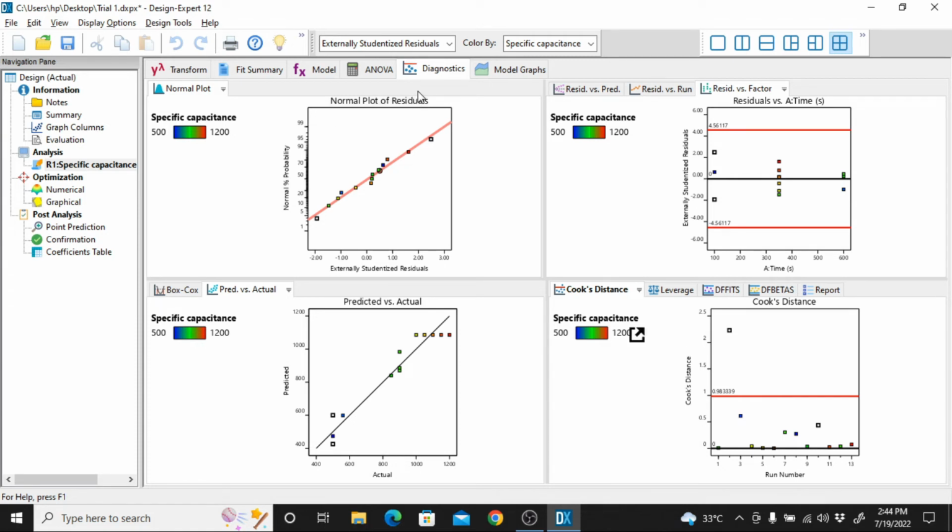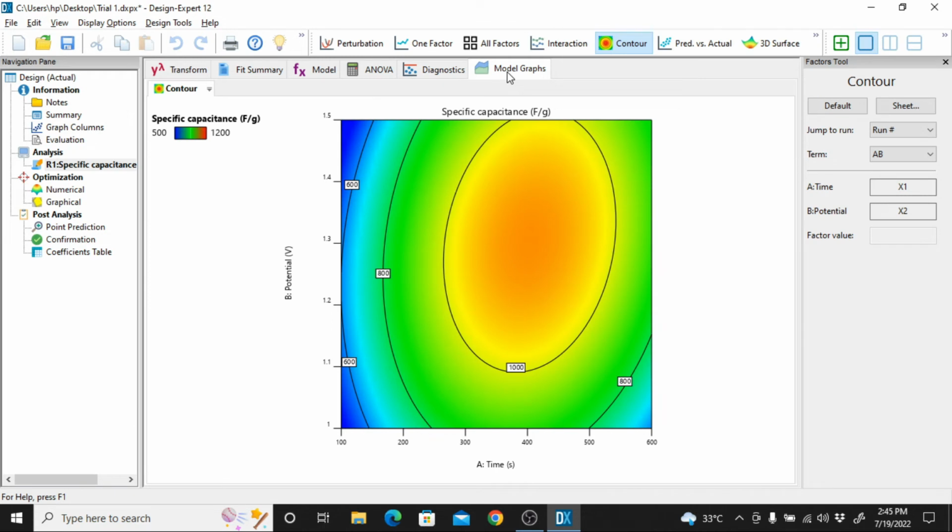Okay, then we want, even though the graph is not so good, we have a little bit of error here, but we can see the model graph. Click the model graph tab. This is the 2D contour. As you can see here, this is the indicator. The orange to red is the highest specific capacitance you can get, and the blue one is the lowest one.